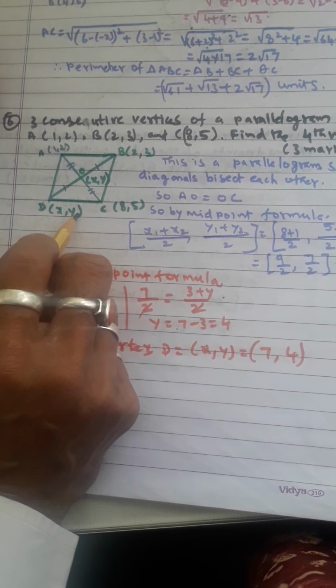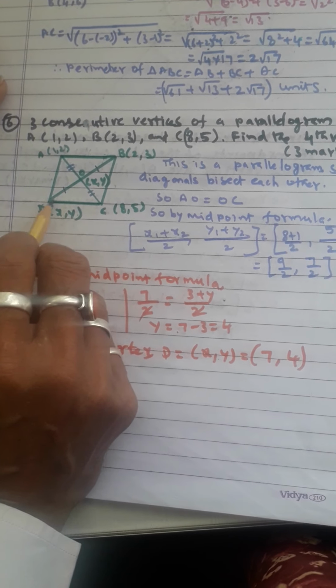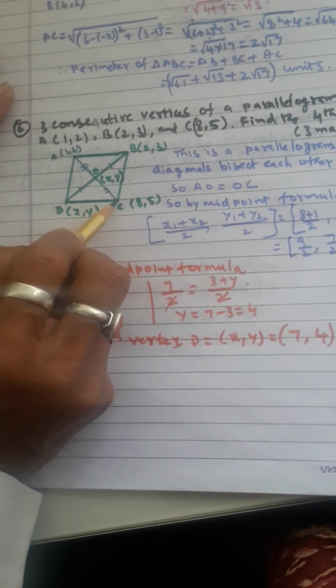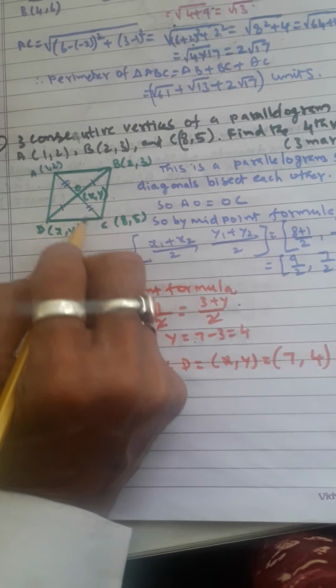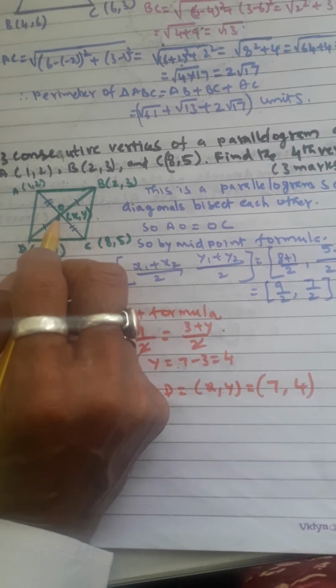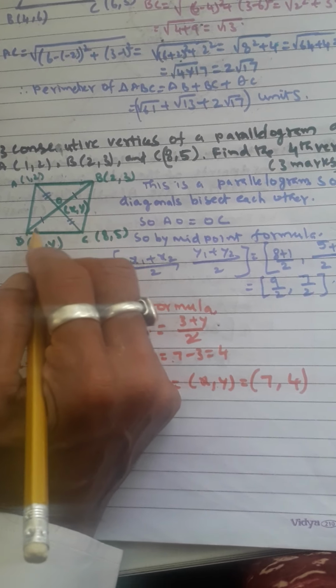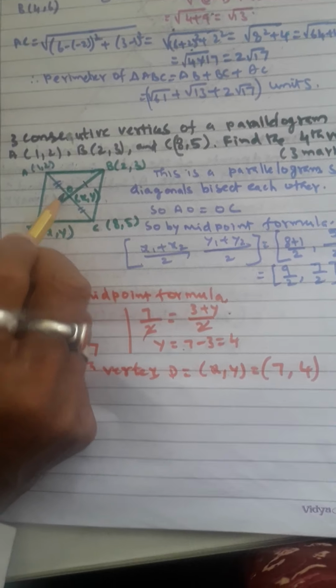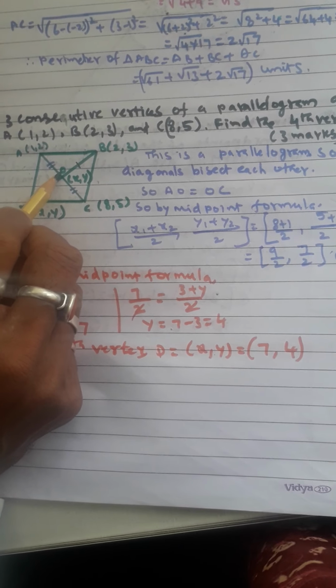But we know the properties of the parallelogram. If you draw the diagonals, joining opposite vertices, the diagonals will bisect each other. That means OB is equal to OD, or OA is equal to OC. We already know the properties of the parallelogram.